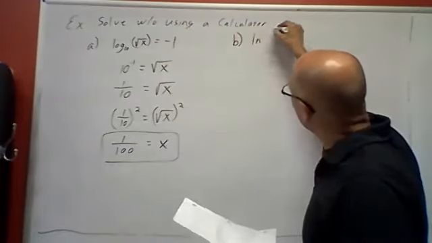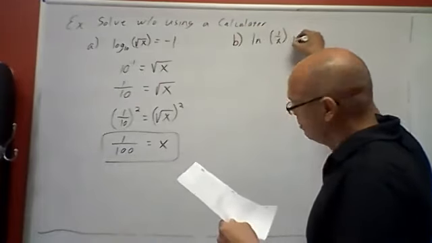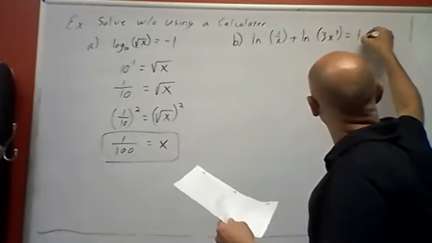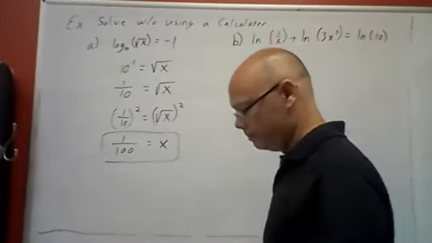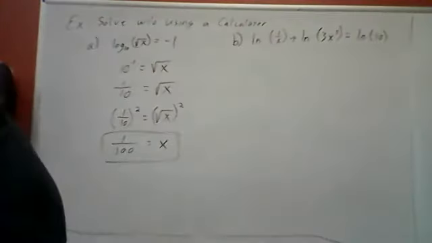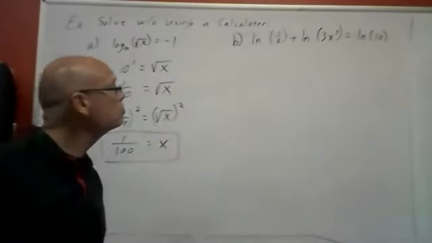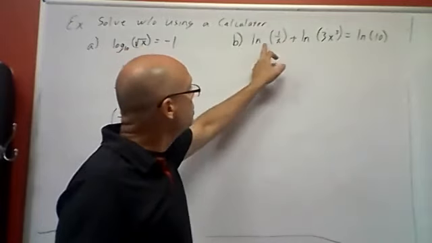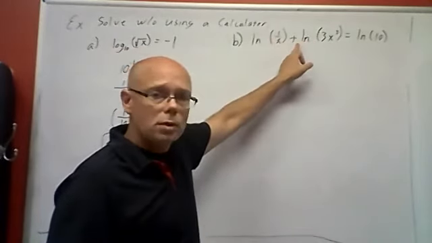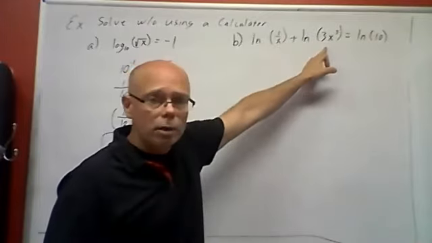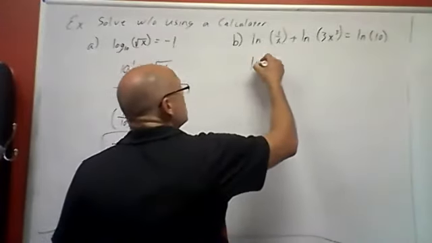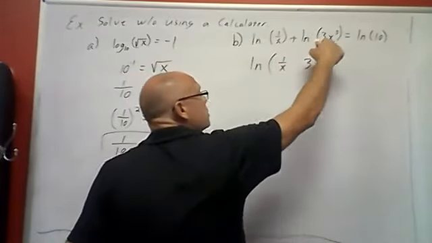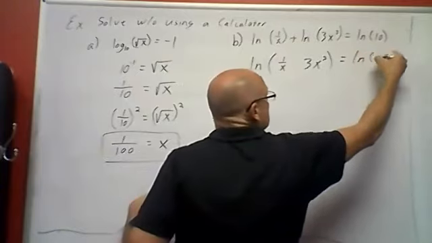How about natural log of 1/x plus natural log of 3x cubed is equal to the natural log of 10. Let's see, how are we going to solve this? First of all, I'm going to use my properties of logarithms. I have two logs with the same base being added. So what do I do? I multiply the arguments and write it as one log. So I'm going to say that's the natural log of 1/x times 3x cubed. Notice I'm multiplying the argument. It's equal to the natural log of 10.